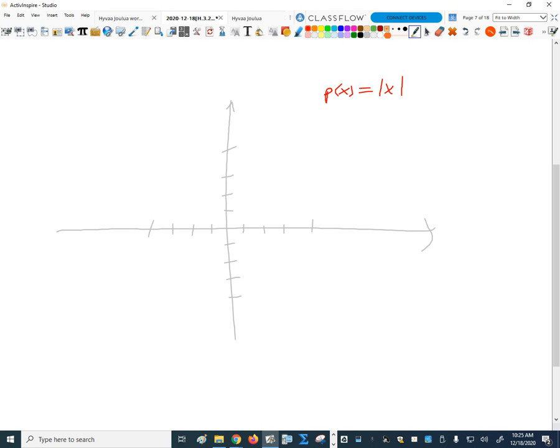It starts at the origin. Okay, good. It looks like a V, good. And so if I go over 2, how far up am I going? You're going to go up 2, right? Yeah, there you go, exactly, perfect.